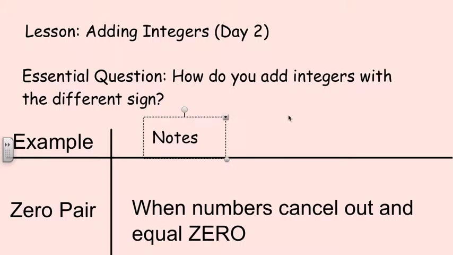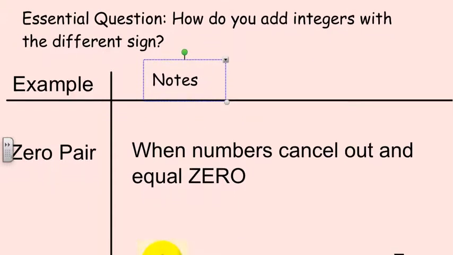All right, welcome to day 2 of adding integers. Yesterday, or the previous video, we talked about how to add integers that had the same sign, so they were all positives or all negatives. Today we're going to talk about how to add integers if they are different signs, if one is a positive and one is a negative.